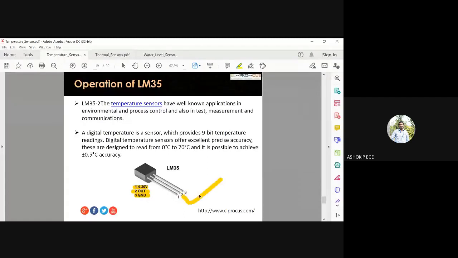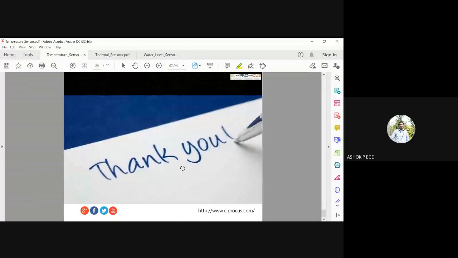Digital temperature sensors offer very good accuracy, and they are designed to read from 0 to 70 degrees Celsius with 0.5 degrees Celsius accuracy. So this accuracy is very good in digital sensors.